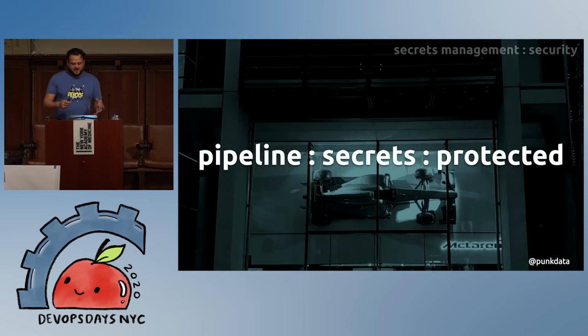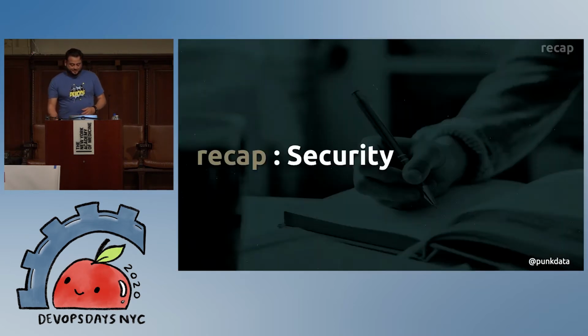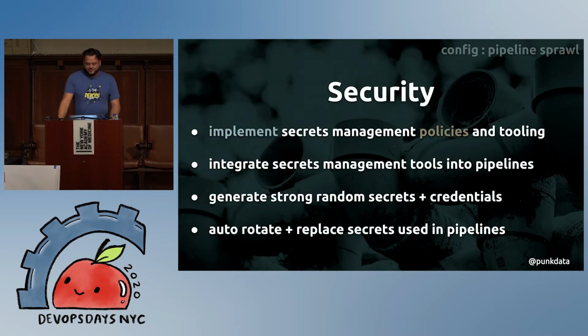So now that we have our pipelines protected, I'm going to recap security. If you're not using a secrets management policy or tooling, definitely take a look at that to start implementing some things that will help you integrate into your pipelines. And then you can generate random strong passwords and auto-rotate them based on whatever policy your organization utilizes.